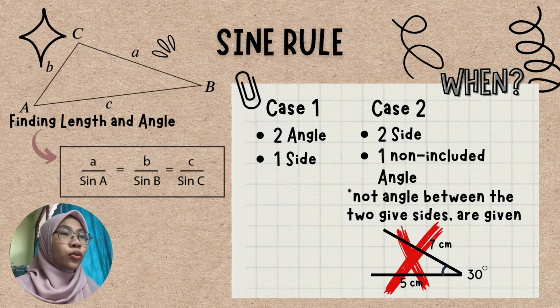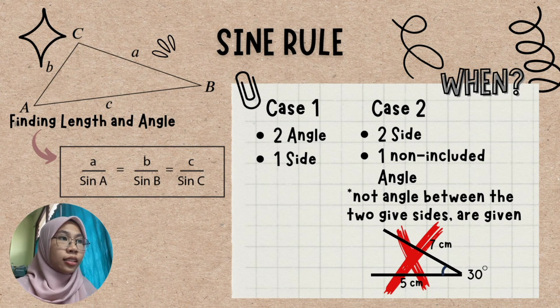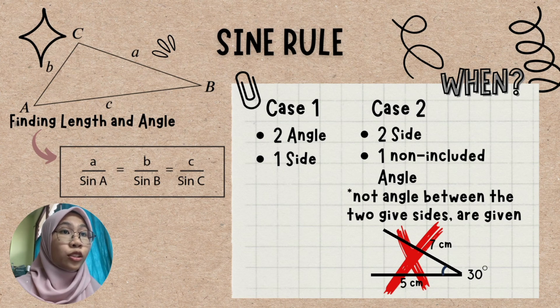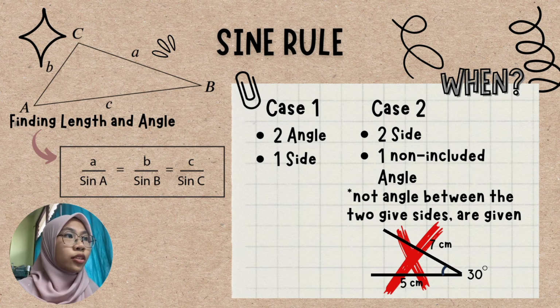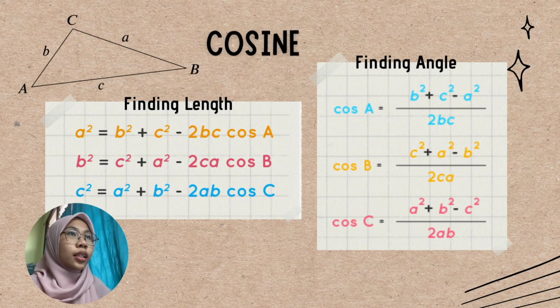For case 1, if the question gives 2 angles and 1 side, we can find length or angle using the sine rule. For case 2, the question will give 2 sides and 1 non-included angle, not the angle between the 2 given sides. Okay, so you can use the sine rule to find length or angle.